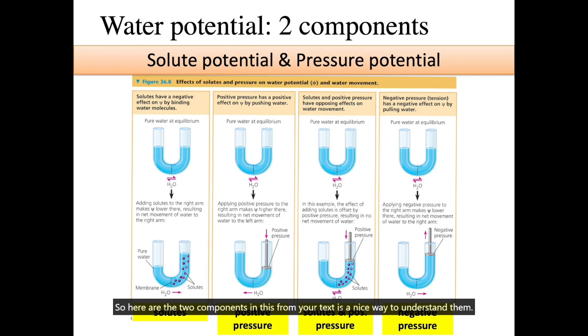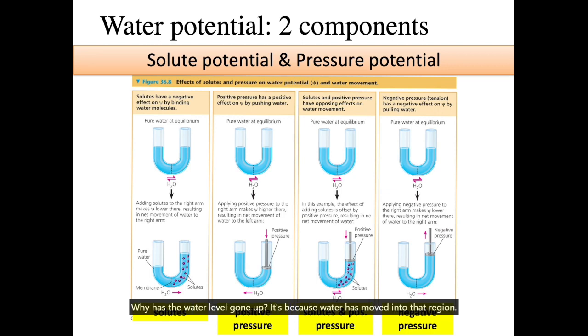So here are the two components, and this from your text is a nice way to understand them. If you look at the far left, you can see this tube, and the tube has water in it, a U-shaped tube with water. And in the middle is a membrane that's permeable to water, but not to anything else that you might put in, like sugar or salt. So on the far left, if you add sugar or salt and it's dissolved, these are called solutes, you can see now that the water has raised on the right-hand side, the side with the solutes in it.